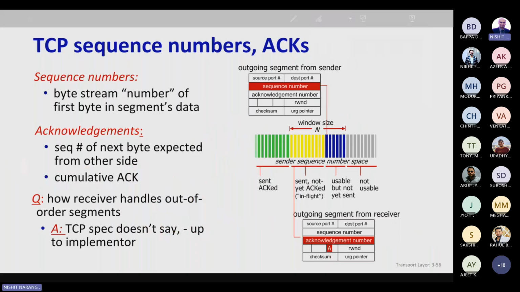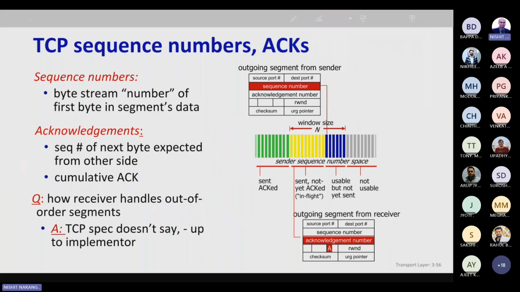So we talked about sliding window. We talked about the importance of sliding window, the size of the sliding window being determined by the combination of flow control and congestion control functions. But given a size of the window, we know how the sliding window operates. Acknowledgement number, okay.